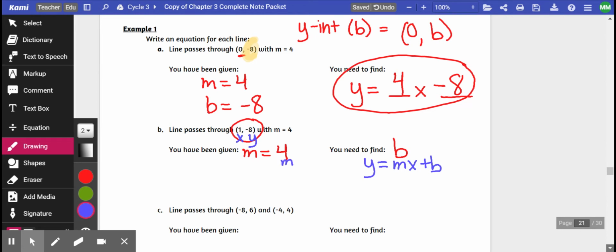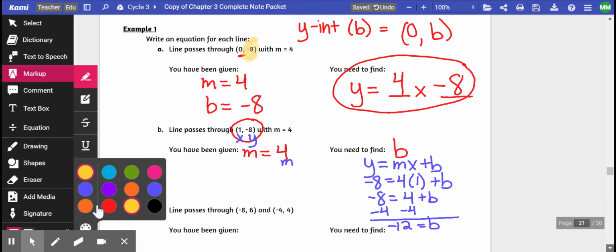So we're going to use this specific scenario, y equals -8, m equals 4, and x equals 1, to solve for what our b value is. I'm plugging in y, m, and x from the information that I have. I'm going to work this out and solve for b. So 4 times 1 is just 4. Then I'm going to solve for b by subtracting 4 on each side. So I get -12. That's my b value.